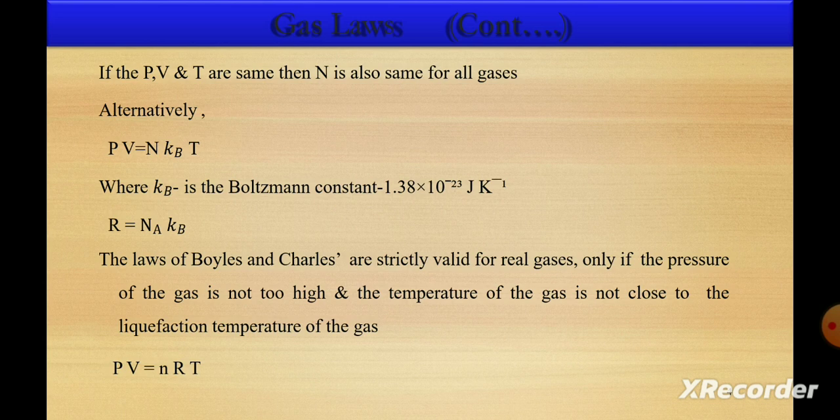The laws of Boyle and Charles are strictly valid for real gases only if the pressure of the gas is not too high, and the temperature of the gas is not close to the liquefaction temperature of the gas. So we can write PV is equal to nRT.